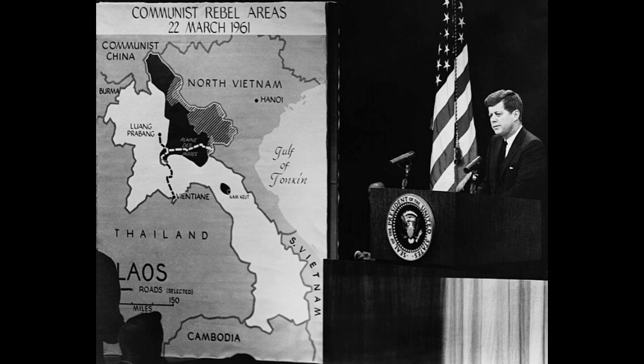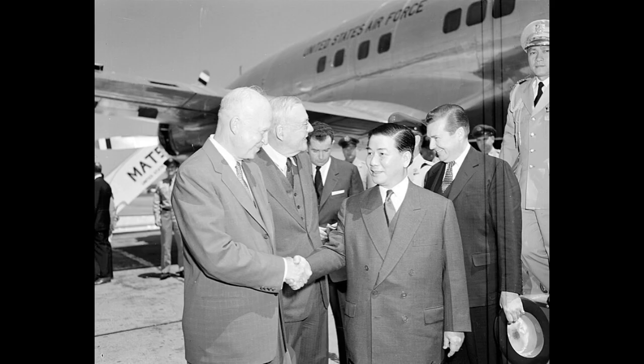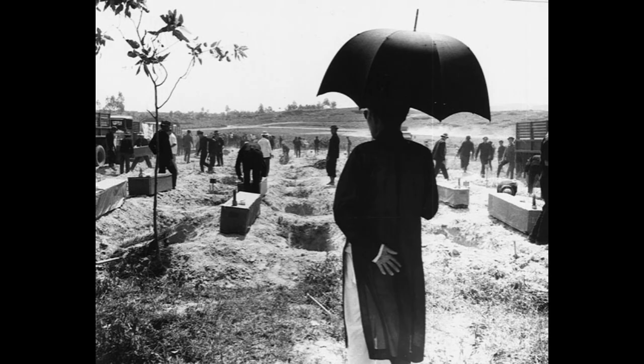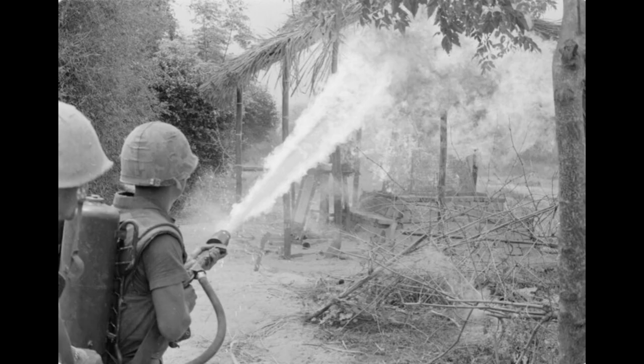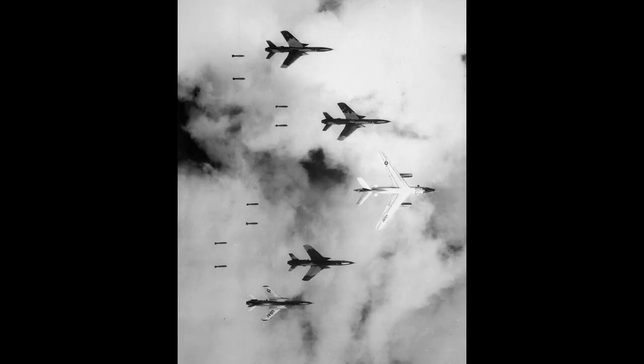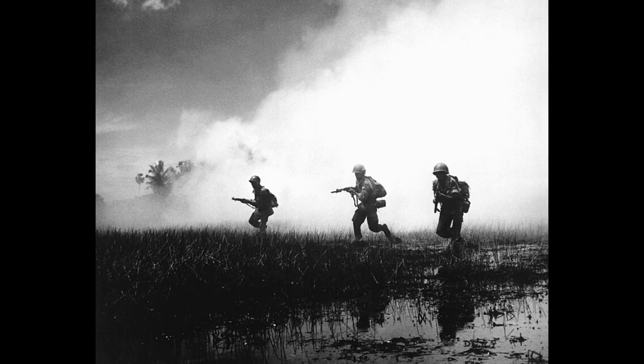Key battles and operations, 1965 to 1967. Operation Starlight, August 1965. First major U.S. ground combat operation. Targeted VC base areas near Chu Lai. Showcased helicopter-borne assaults and combined arms operations. Battle of Ia Drang, November 1965. First large-scale engagement between U.S. and NVA forces. Demonstrated effectiveness of air mobility and artillery. Highlighted high casualty rates and the brutal nature of jungle warfare.